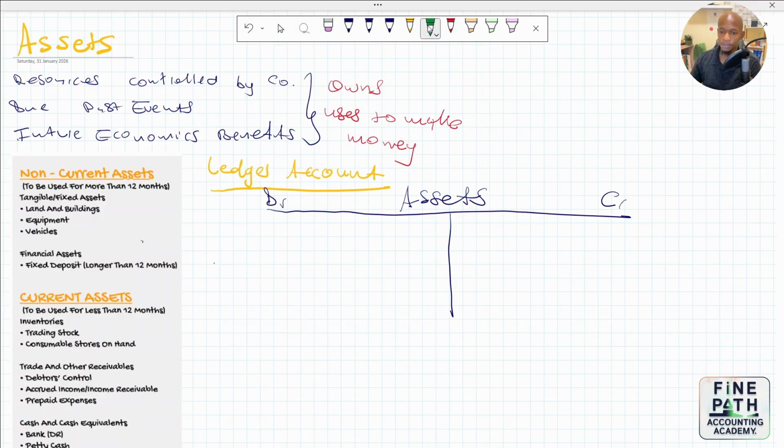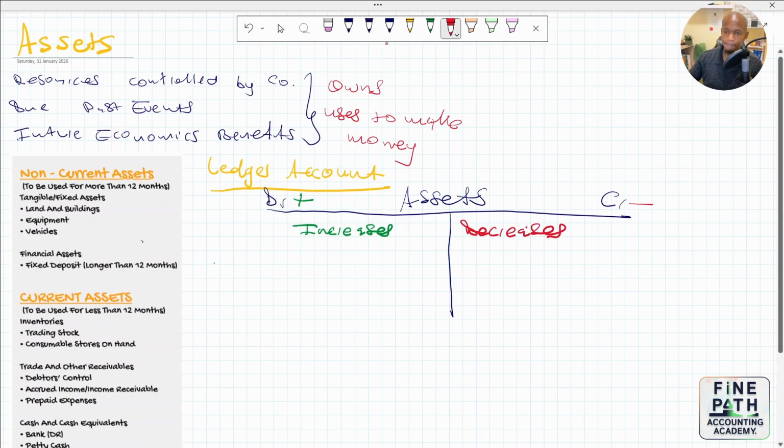Now, this is a very important thing that we need to make sure that we remember. We need to always know that our assets will always increase on the debit side. So anything that increases an asset should be recorded on the debit side. And anything that decreases an asset should be recorded on our credit side. So our decreases would come this side in all instances.